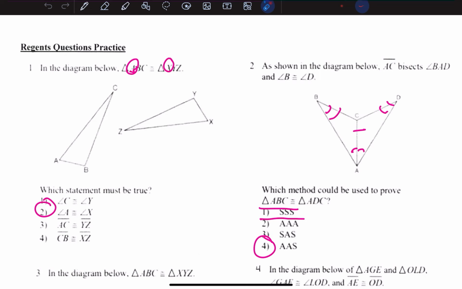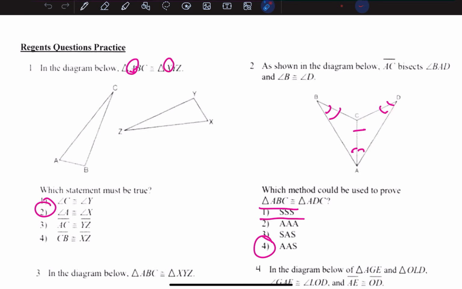Now we have to start marking up our diagrams. They said that AC bisects BAD. So that's why I drew this here, because I know that these two angles are congruent. I know that AC is the same in both, so I already have an angle and a side. And they also gave me that B and D are congruent. So I have an A, an S, and an A.